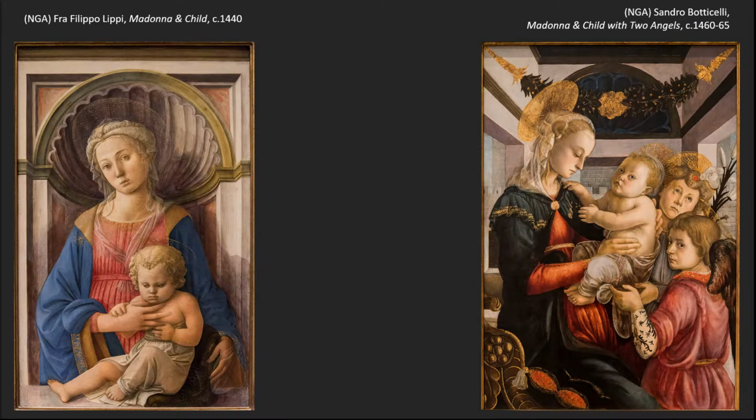Another Madonna and Child from the National Gallery. Sandro Botticelli, the artist of our Birth of Venus that we just saw, actually studied under Filippo Lippi. He was a pupil. Remember, the way that you learned art during the Renaissance was that you apprenticed. You didn't go to art school. You didn't major in art. You apprenticed under a working artist. And Sandro Botticelli apprenticed under Filippo Lippi, who was his first teacher. And there are certain similarities that we can see between these two pictures.